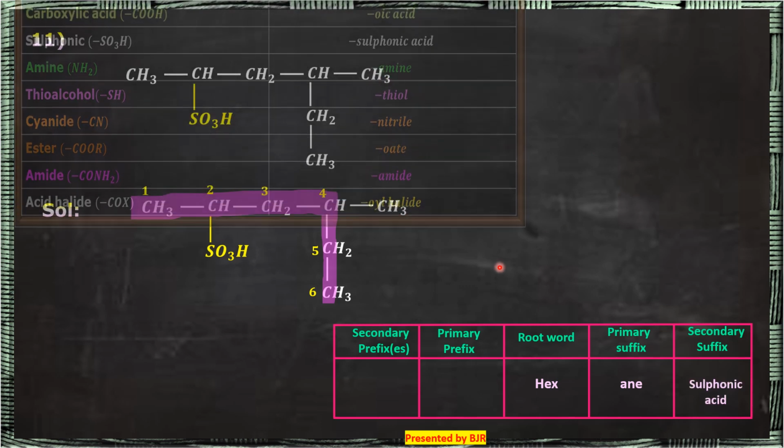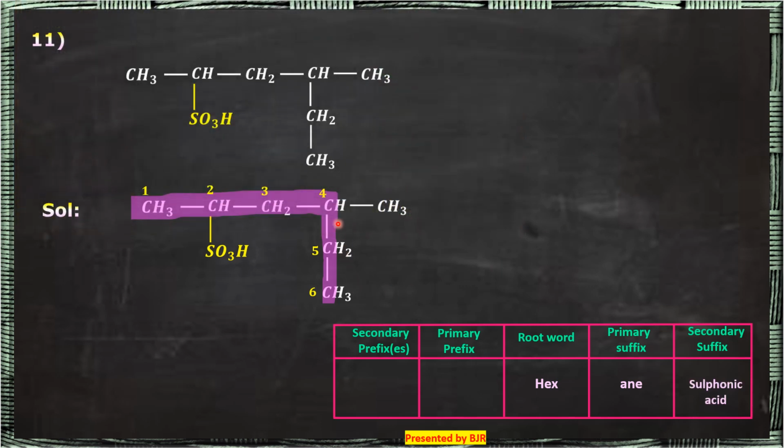Okay, and methyl group is attached to the fourth carbon atom. So the name of this organic compound is 4-methyl hexane 2-sulfonic acid. Here the terminal E from ANE is not dropped. Why? Because it is followed by the suffix beginning with S. Okay.